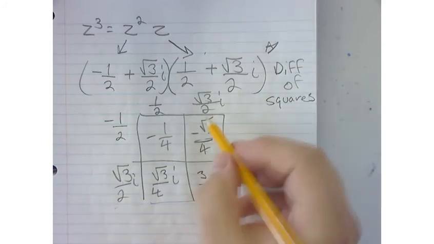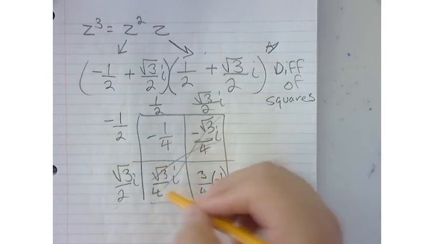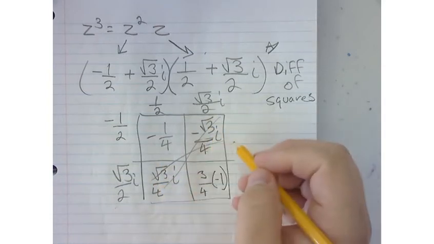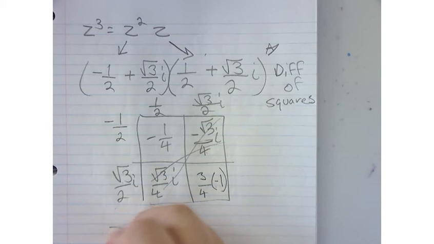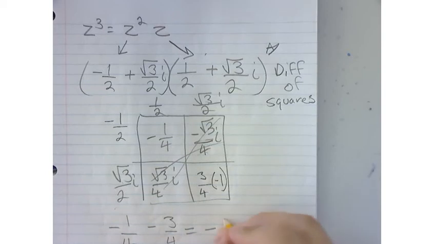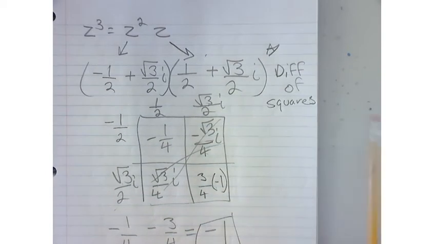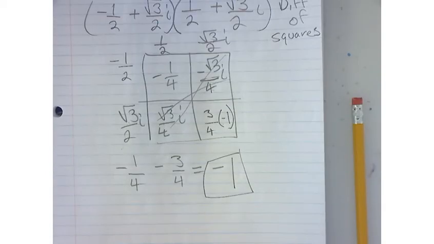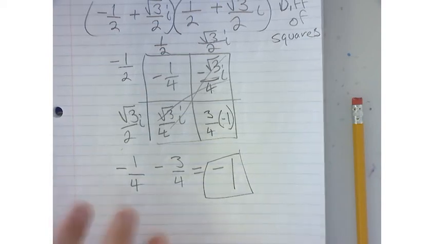Now these two terms will cancel, right? Because this is positive, this is negative. If you add them up, it equals 0. So I really have negative 1/4 minus 3/4. If you add it all up, it becomes negative 1. Well, that sure did seem like a lot of work. Do you guys know what you're doing? Any questions? Cool.